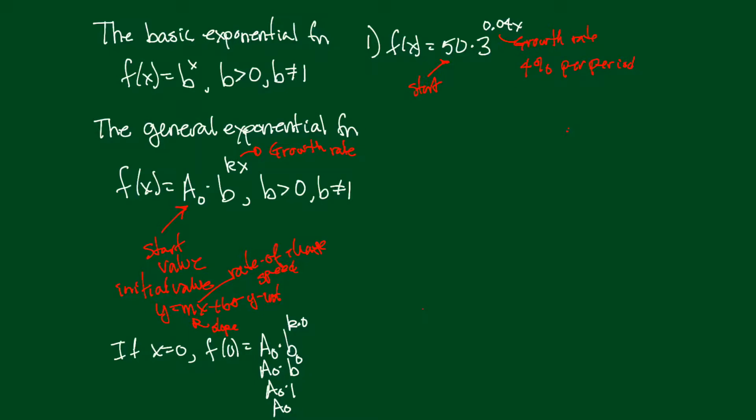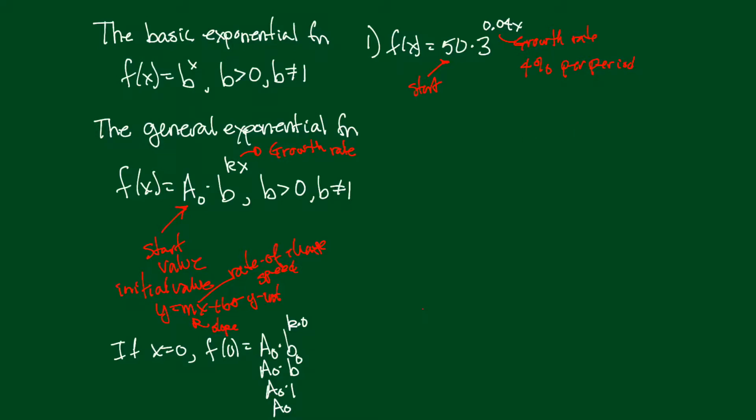So if I know how to read these functions, I get a lot of information, right? Just by looking at this, I can tell how much output I have to start, and I can tell how fast it's growing. And that is similar to what we did down here in this linear relationship. When I look at the linear relationship, I can tell how much output I had right at the beginning, and I can tell how fast things are changing.